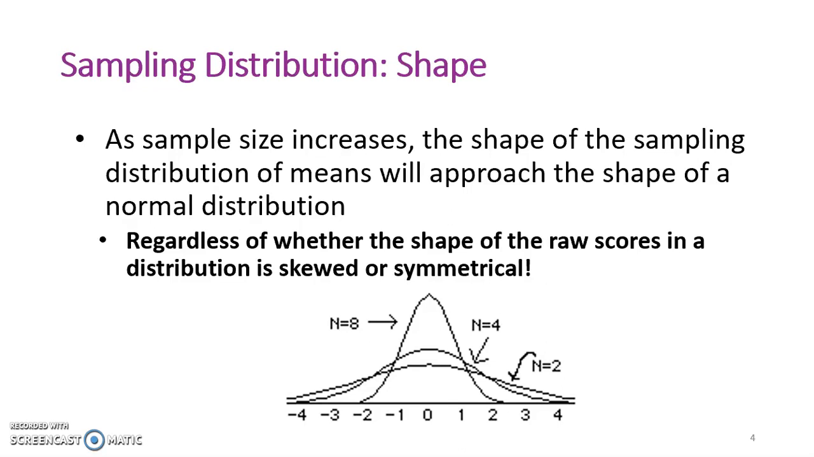If you are taking a bunch of samples that each have 2 people in them, the sampling distribution of the means does not look very normal. The means are all over the place. It's platykurtic. If you are taking a bunch of samples with 4 people in each of them, the sampling distribution of the means is looking a bit more normal. If you are taking a bunch of samples with 8 people in each of them, the sampling distribution of the means is looking even more normal. This is true regardless of whether the shape of the raw scores in a distribution is skewed or symmetrical. Remember, these are means from those original distributions of raw scores.